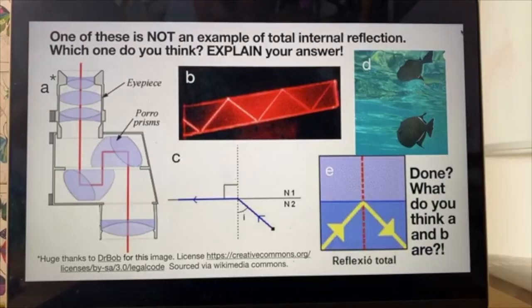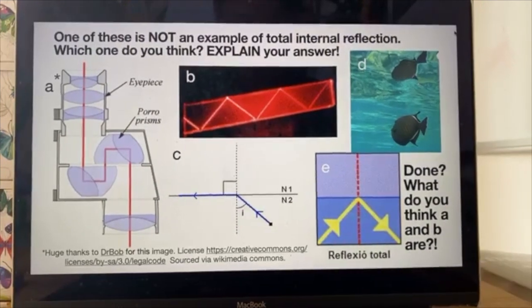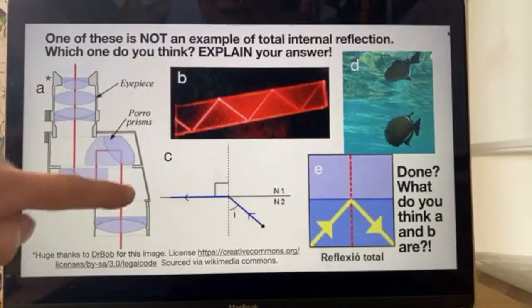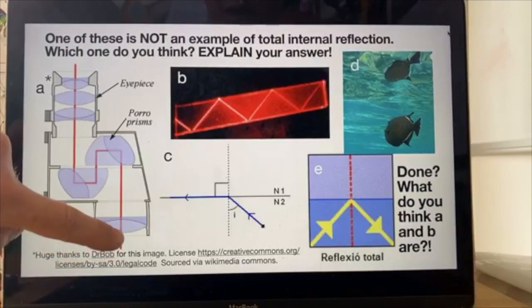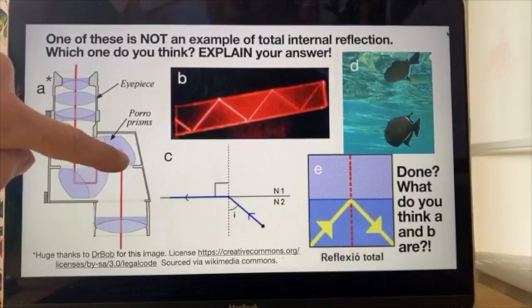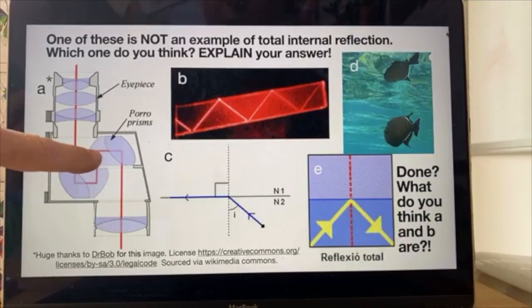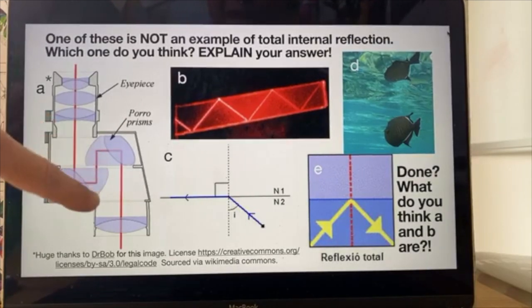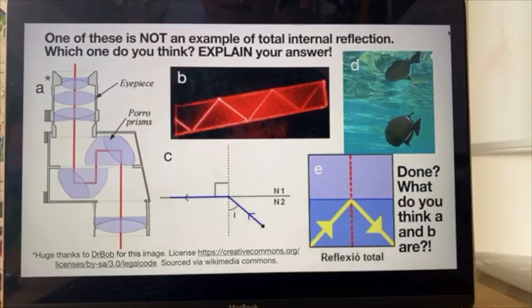Right, I have found some examples. One of these little pictures is not an example of total internal reflection. Which one do you think? And can you explain your answer? Don't just go A or B. Explain your answer, please. You have got A, which is a kind of quite complicated looking diagram, but you've got this thing here where a ray of light is travelling through a lens, hitting a prism, bouncing off it at 90 degrees, hitting the other side of the prism, bouncing off it again at 90 degrees, and then coming out of the prism. That's A.